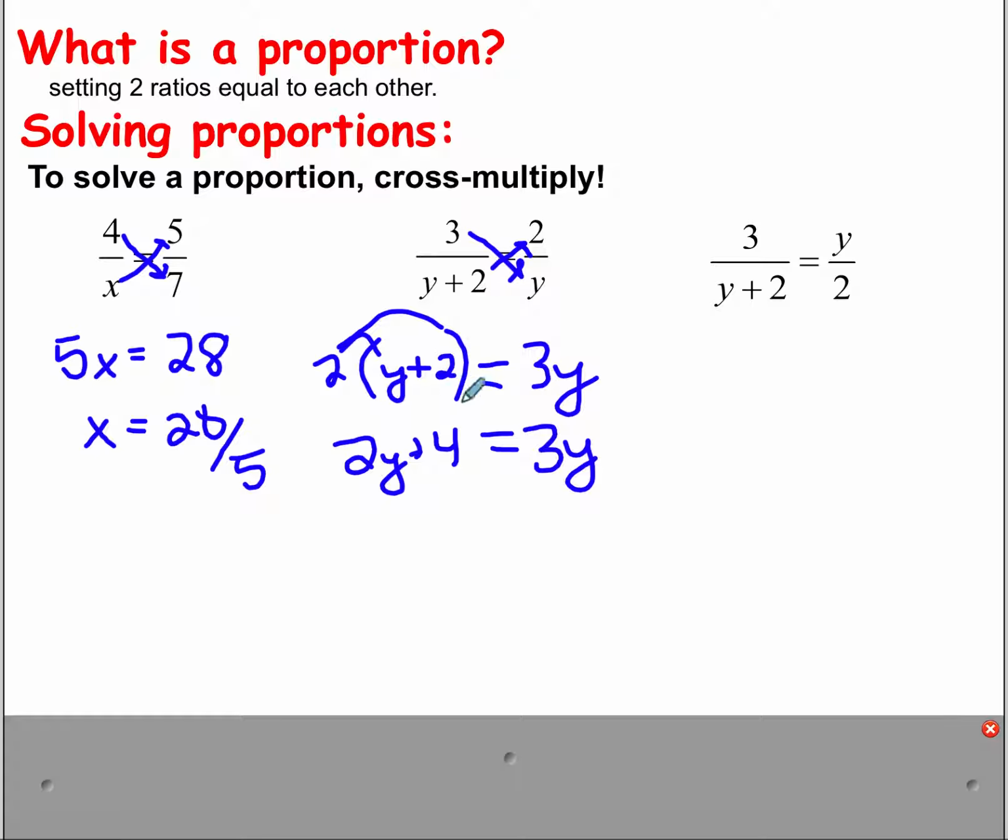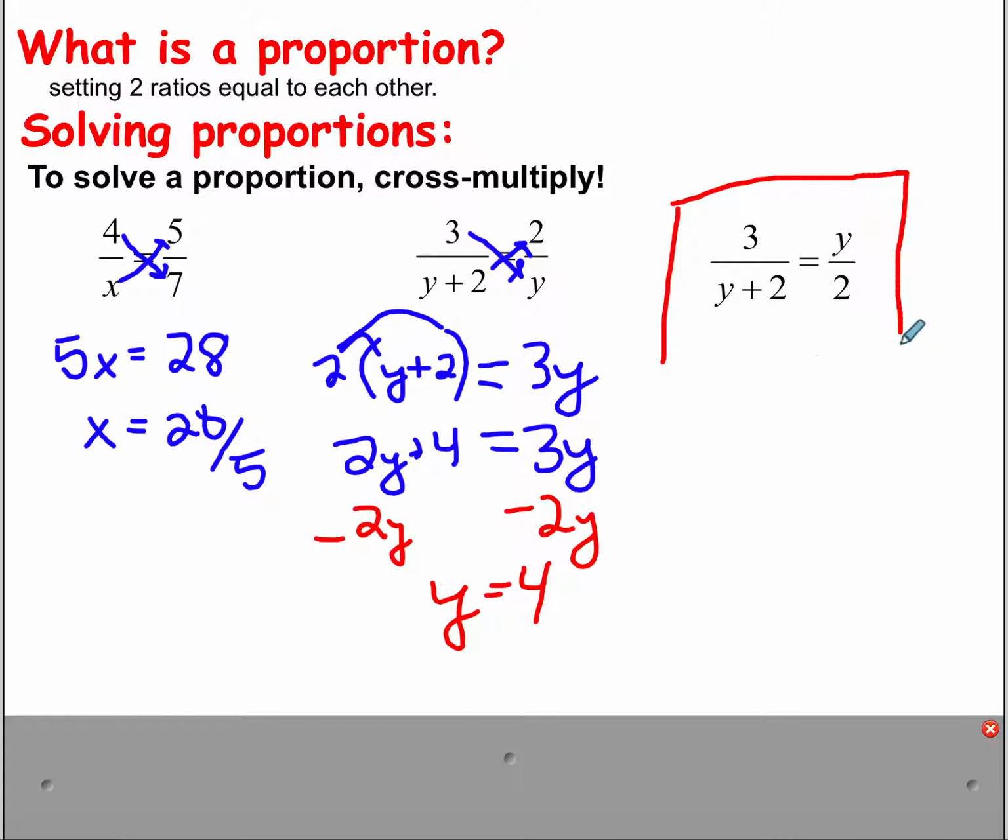So to collect like terms, I need to get all the y's to the same side. So I'm going to subtract 2y from this side, subtract 2y from this side, and I'm left with y equals 4. Now, what I want you to do is I want you to try this one on your own, and I'm going to tell you right now you're going to have to factor and then solve in order to do it.